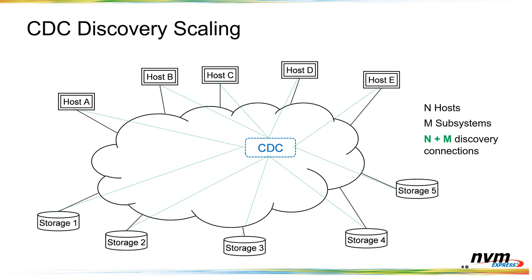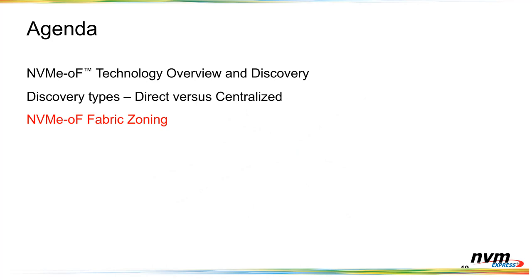All your hosts just have to find the one centralized discovery controller, and your storage just has to register with the one centralized discovery controller. And so that's a quick introduction to the centralized discovery and the automatic discovery. With that, I will hand it over to Claudio to tell us about the NVMe over Fabrics zoning capabilities.